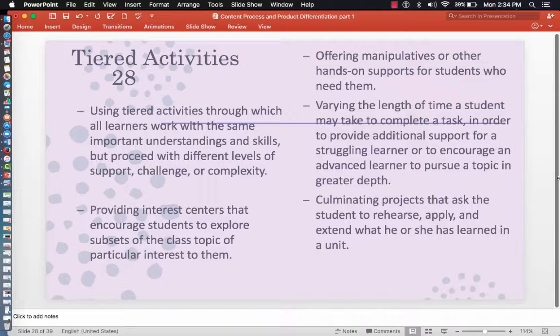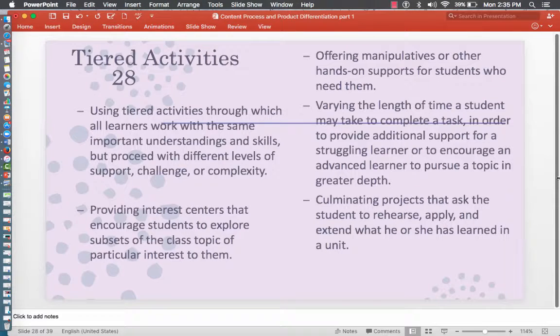Using manipulatives, hands-on supports when students need them, varying the length of time that they can take to complete a task, giving them additional support. These are all ways of tiering your activities. And then asking students to rehearse or practice, apply, and extend what they've learned in that particular unit.